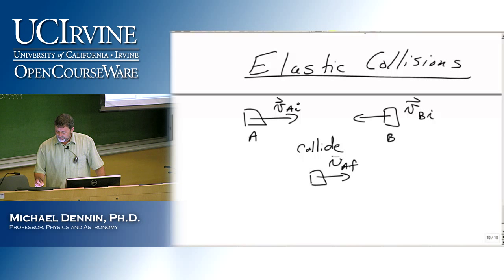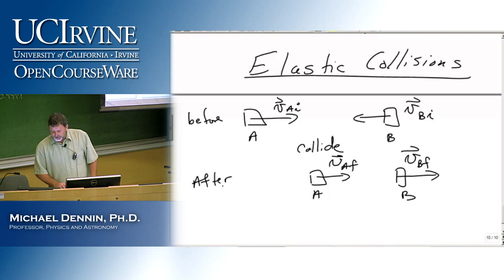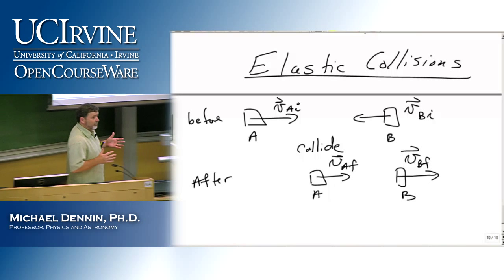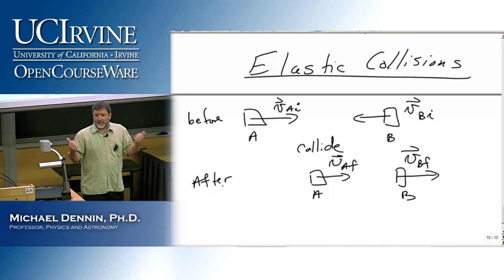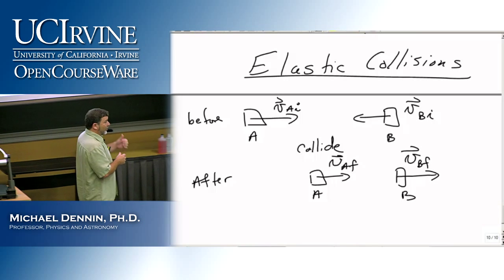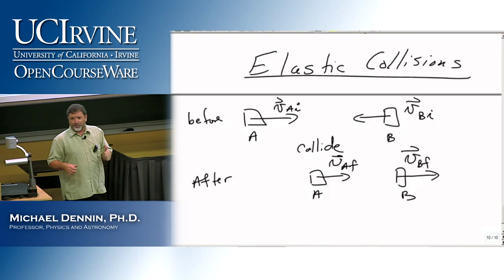Velocity A, object A will have some final velocity, and object B will have some final velocity. So this is before, and this is after. Notice I drew them both going to the right afterwards. That can happen. They can both collide and be going opposite directions after. They can both collide and be going to the left after. However, this is one case in which we are dealing with reality.